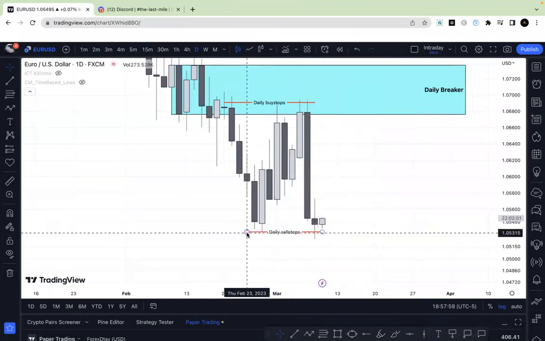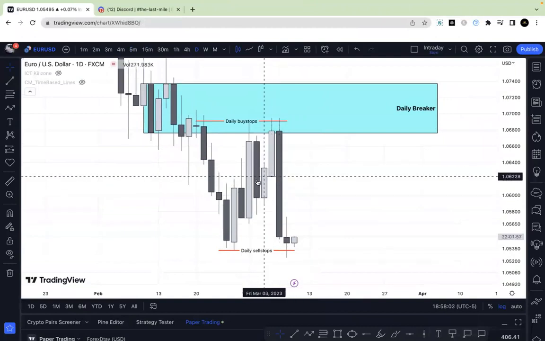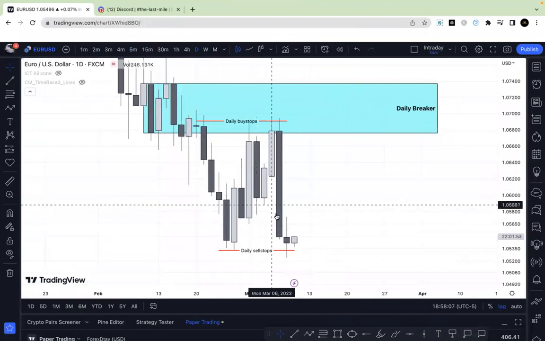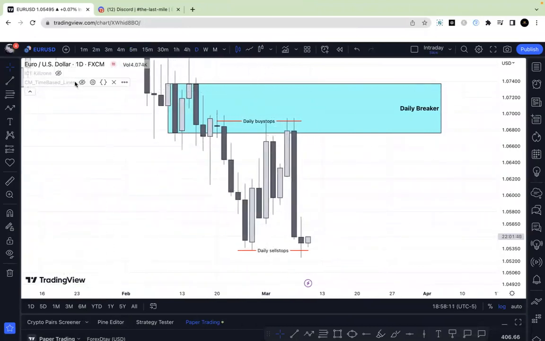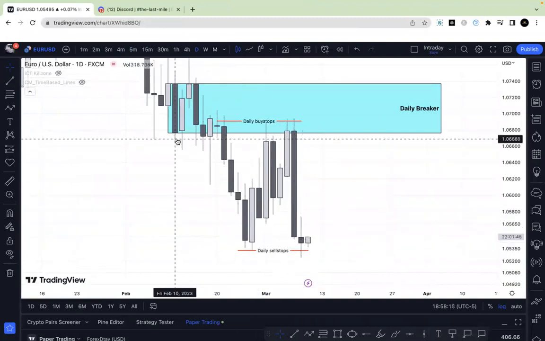So daily sell side was taken right here, and now price is coming back up into fill a fair value gap, likely into this order block as well, and then have continuation from there, right? So one thing you can do is you can mark up the previous day's high on the daily, or you can do it like this.